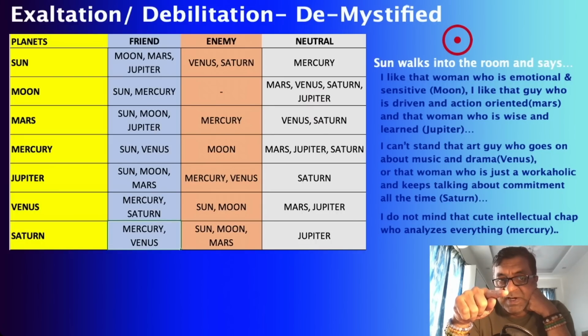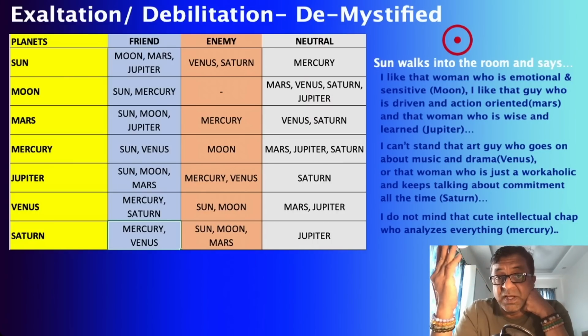Now the first planet we'll take is Sun. I have stuck the symbol of the Sun on the top, and I will personify the Sun right now. So Sun is a friend of Moon, Mars, and Jupiter, enemy of Venus and Saturn, and is neutral to Mercury. So what would this show up as? When you think of Sun, what ascendant do you think of? Leo. Yeah. So Sun walks into the room and says, I like that woman who is emotional and sensitive, like the Moon. I like that guy who is driven and action oriented, like Mars. And that woman who is wise and learned, like Jupiter.